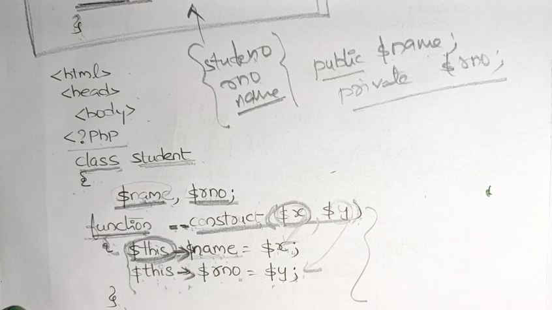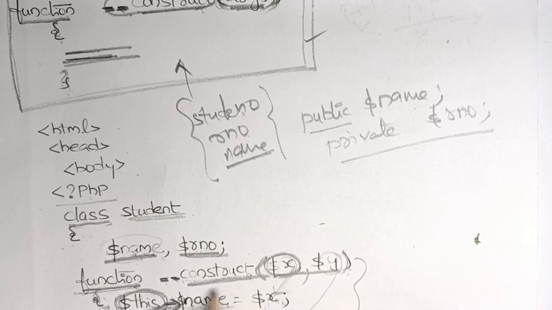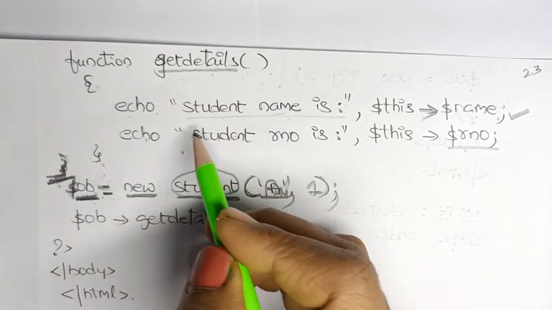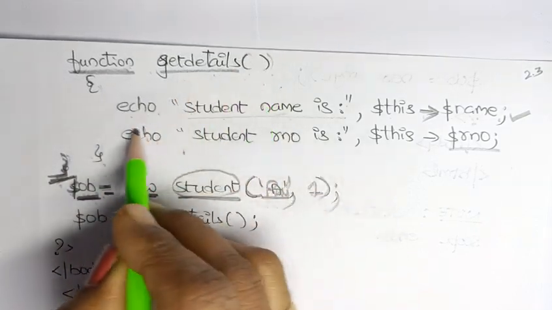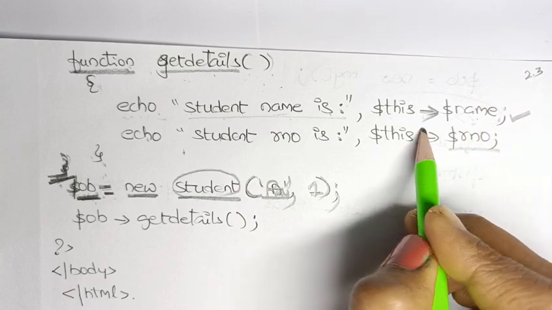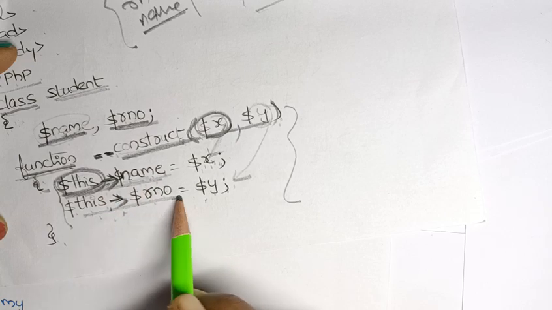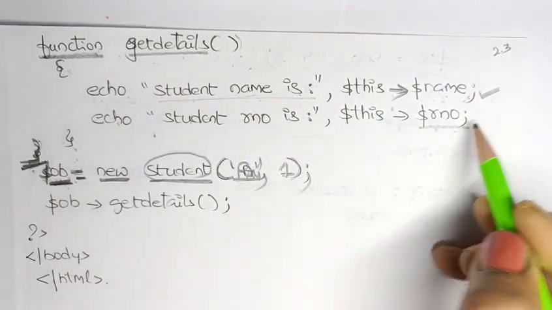This is nothing but a keyword. It refers to the current object and it is available only inside the methods. So here this is for the constructor. Next, I want to print the details, the student roll number and the name. So for that, I have taken one more function. Function space, function name. Any name you can take. Echo student name is. The student name is stored in $this arrow $name. Student roll number is stored in $this arrow $rollnumber. So I am printing the student name and roll number.